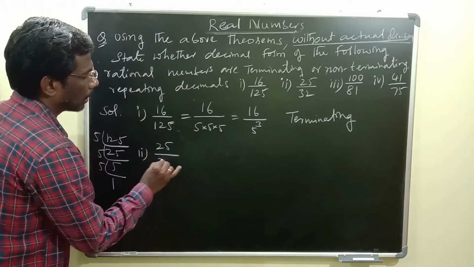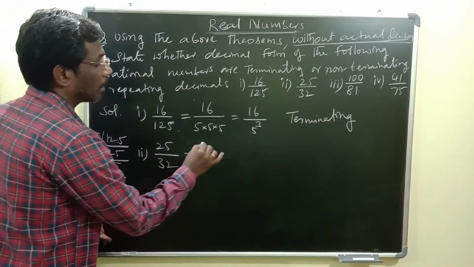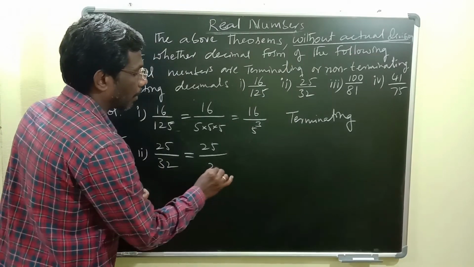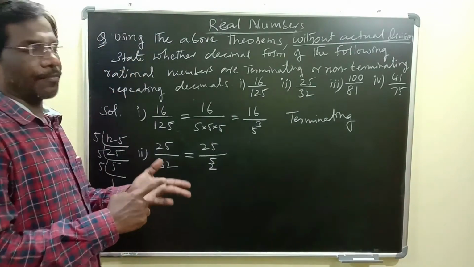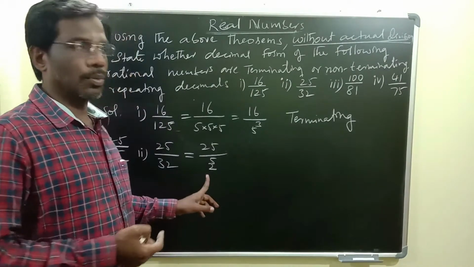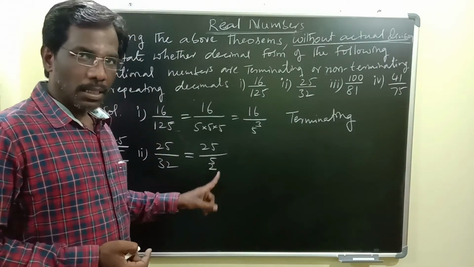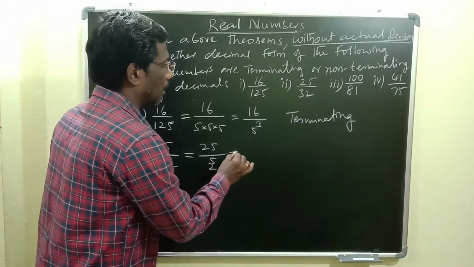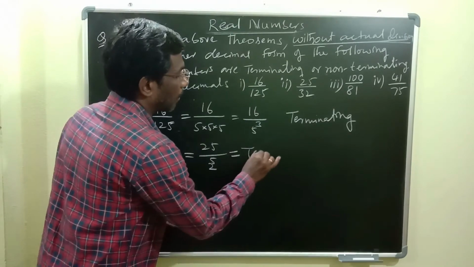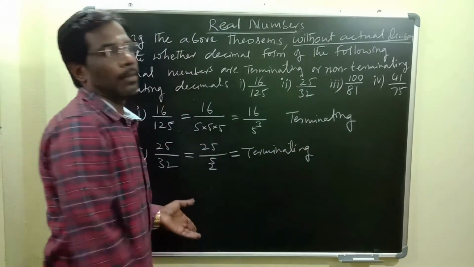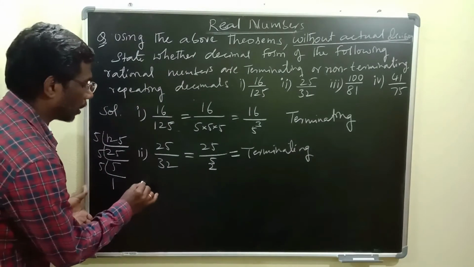The second one, 25 by 32. Write the 25 as it is. The 32 can write as 2 power 5. So 2 2s are 4, 4 2s are 8, 8 2s are 16, 16 2s are 32. The denominator is in the form of 2 power n. Then it is also terminating decimal.